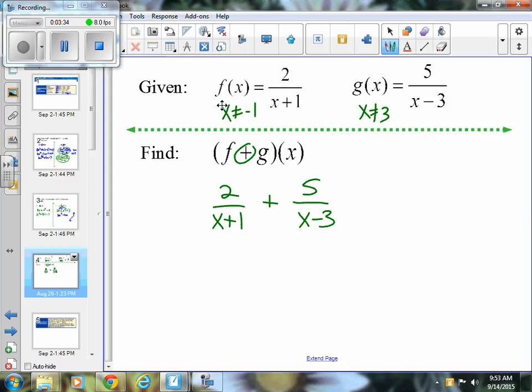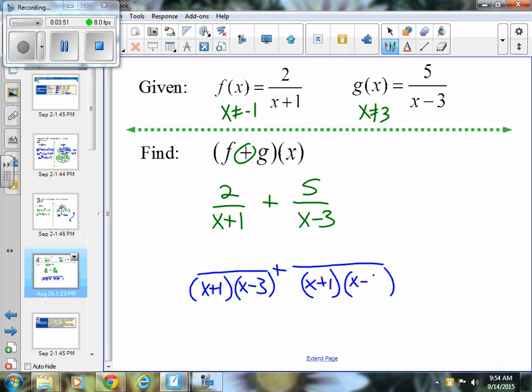Well, when you have fractions, you have to have a common denominator when you add. So to get a common denominator, I need both of those denominators, so both of those factors. So I'm going to have an x plus 1 and an x minus 3 in each of these. So I just have to take a look back and see what am I missing. So in the first fraction, I'm missing the x minus 3.